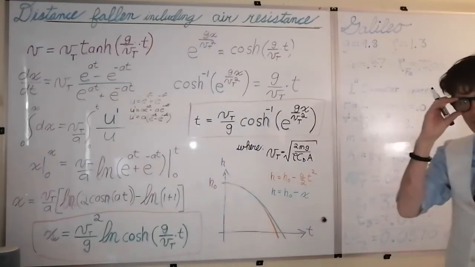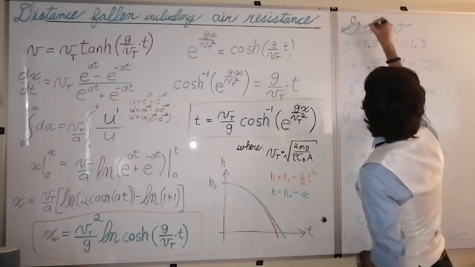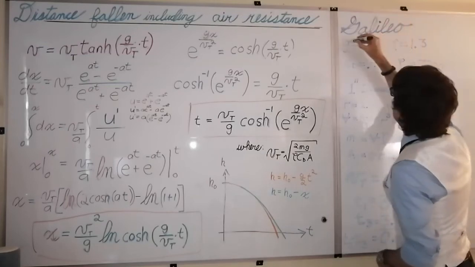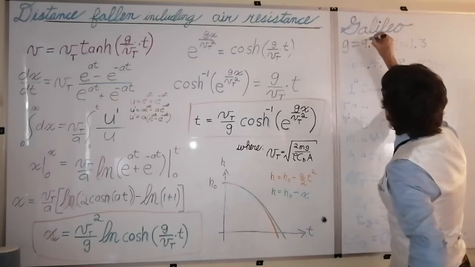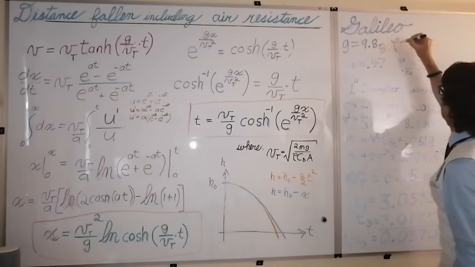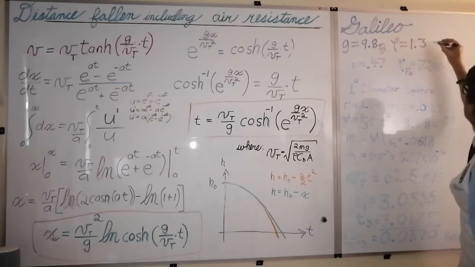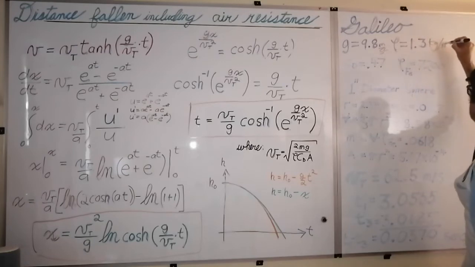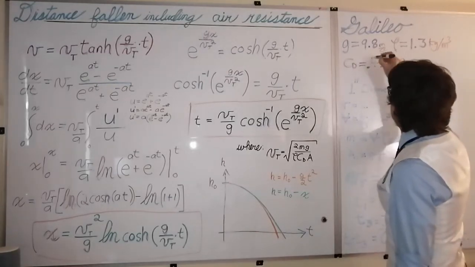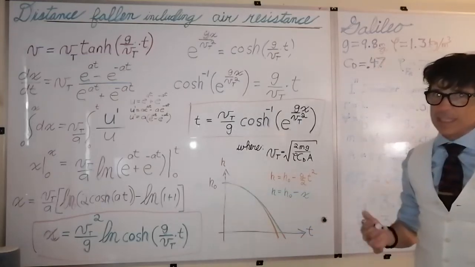So I would like to do an example problem for you, which I thought would be pretty interesting. Let's take a look at Galileo. And we'll use the acceleration equal to gravity to be just 9.8 meters per second squared. And the atmospheric density, which we will need for the terminal velocity, will be 1.3, and that'll be kilograms per meter cubed. The coefficient of drag will be 0.47.